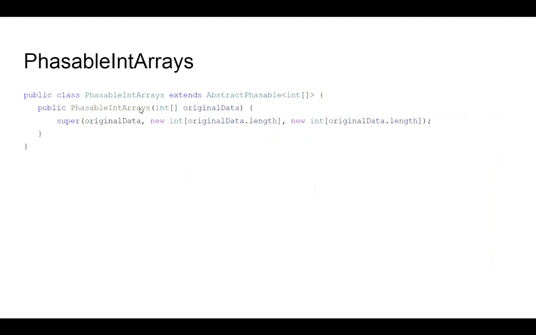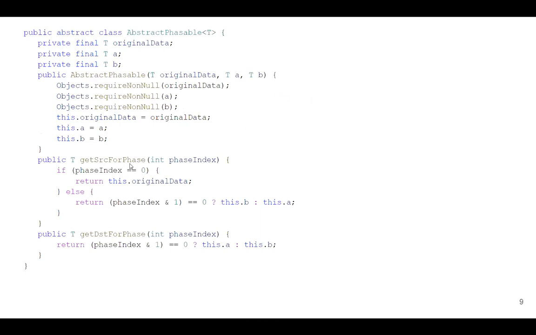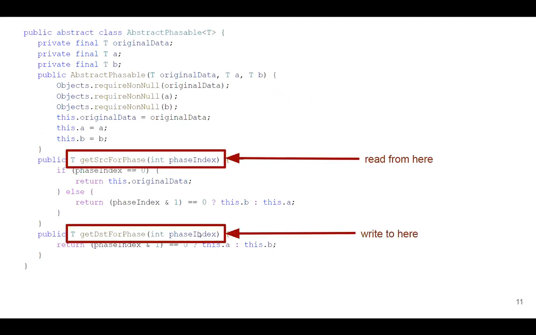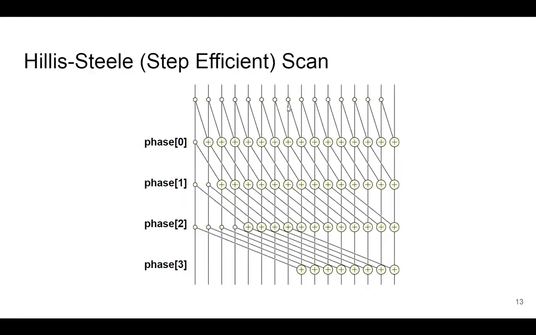You can look into them. The one we're going to use is phasable int arrays, where you pass in some original data. It will not mutate this, and it creates 2 buffers, if you will. When you call get source for phase, it'll return back the right one for whichever phase that is. So source is where we're going to read from for a particular phase, and we're going to write it out here. One of the questions you're going to have to face is which one should your function return when you're doing scan? I'll leave that as an exercise for you.